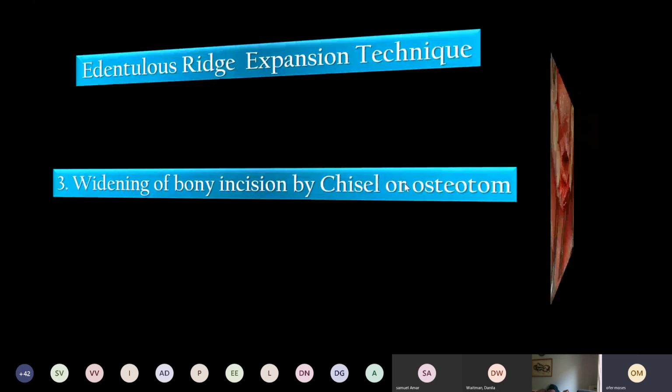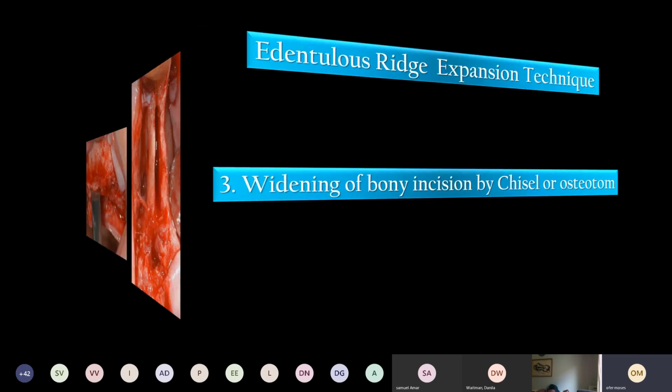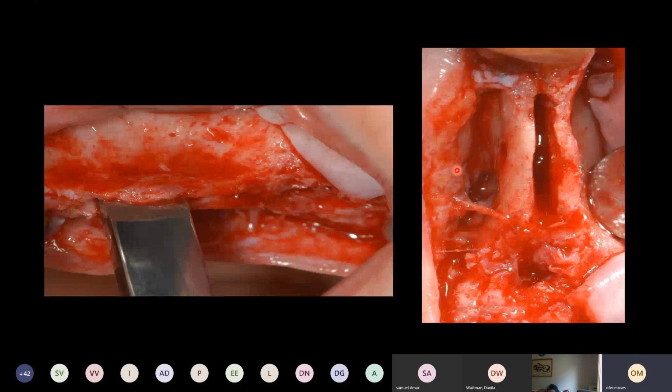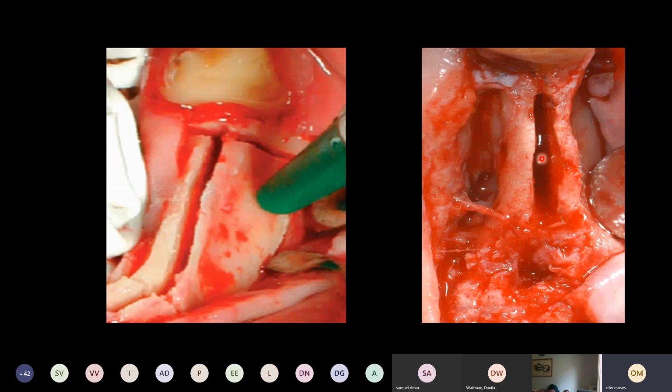So the second stage was the incision of the bone by piezoelectric. Now, in order to enlarge this split crest, usually we use a chisel or another osteotome in order to widen the distance between the two plates. And this is a site that exists on the maxilla, in this area that we did on the maxilla. This is in the mandible.